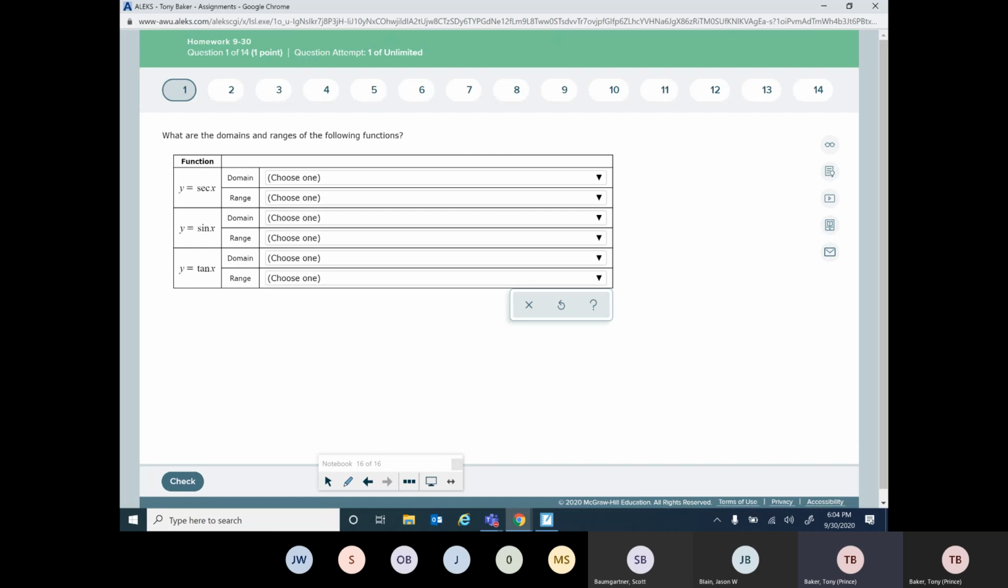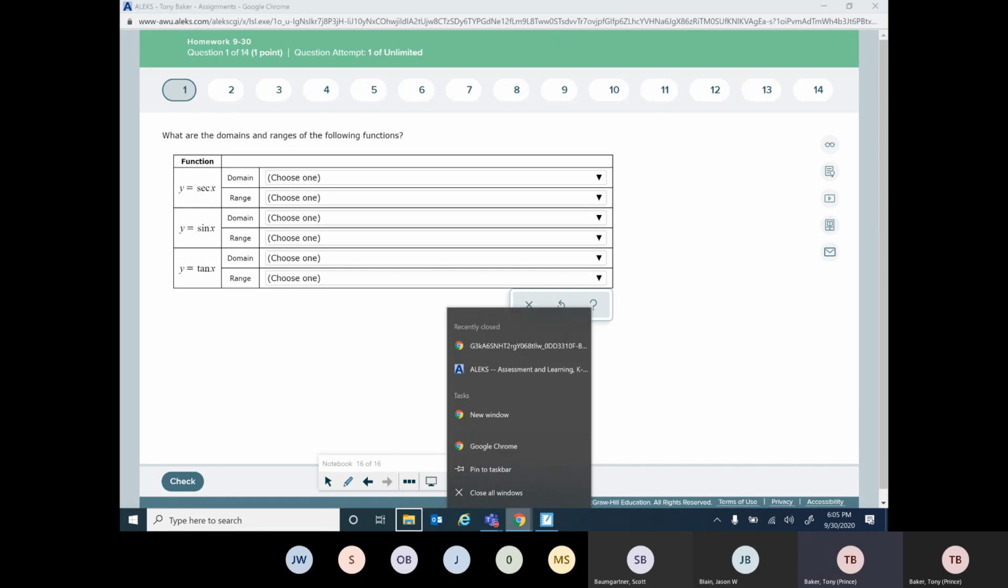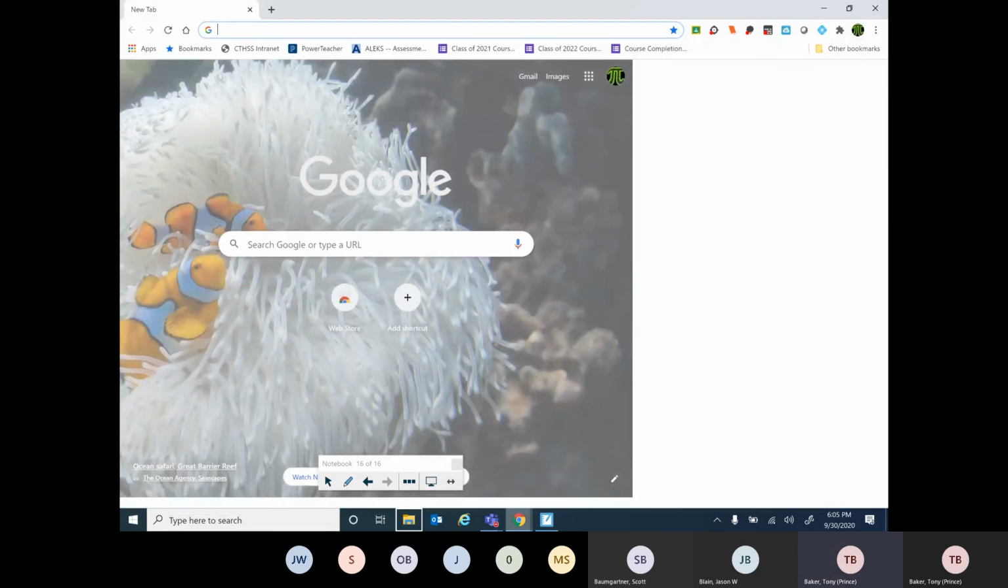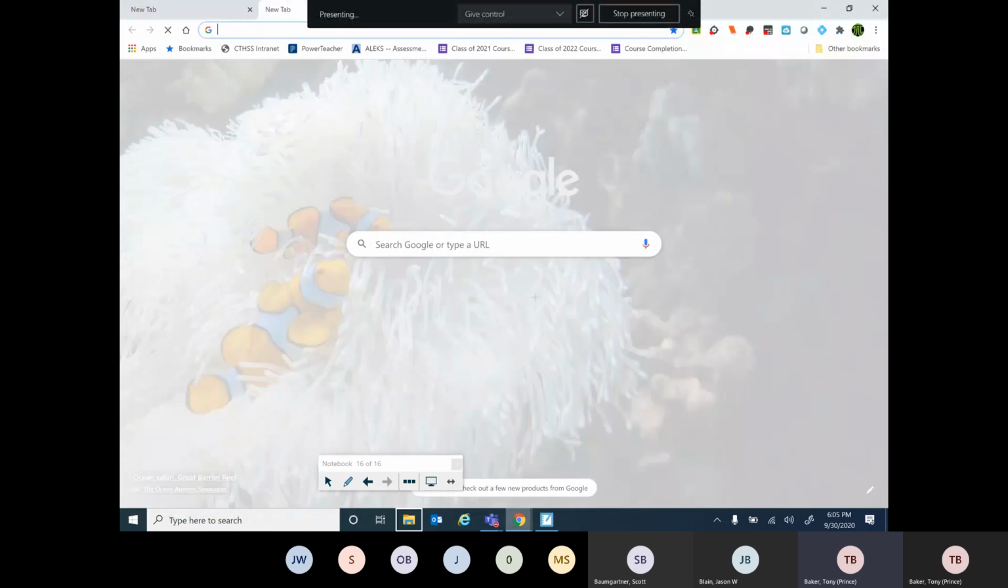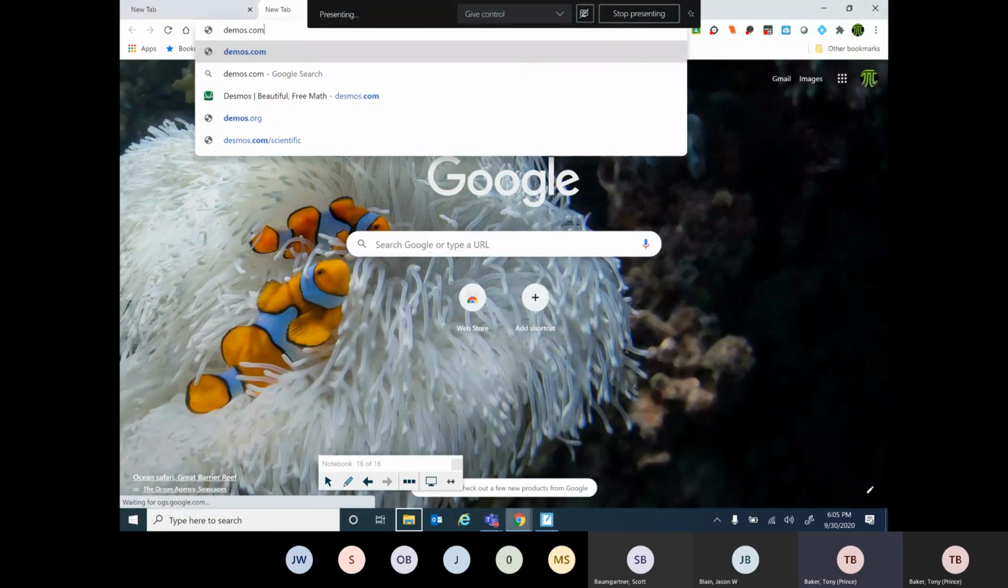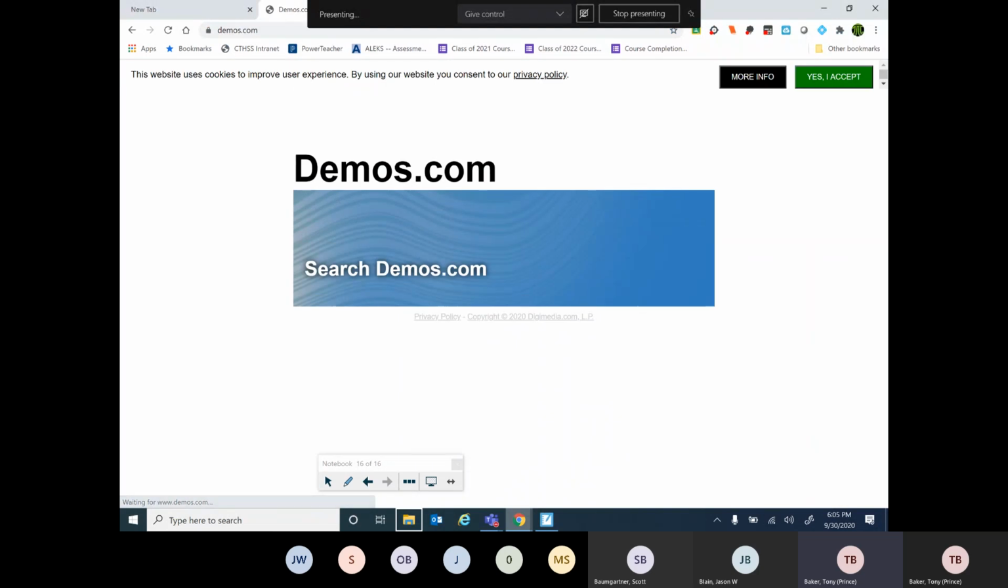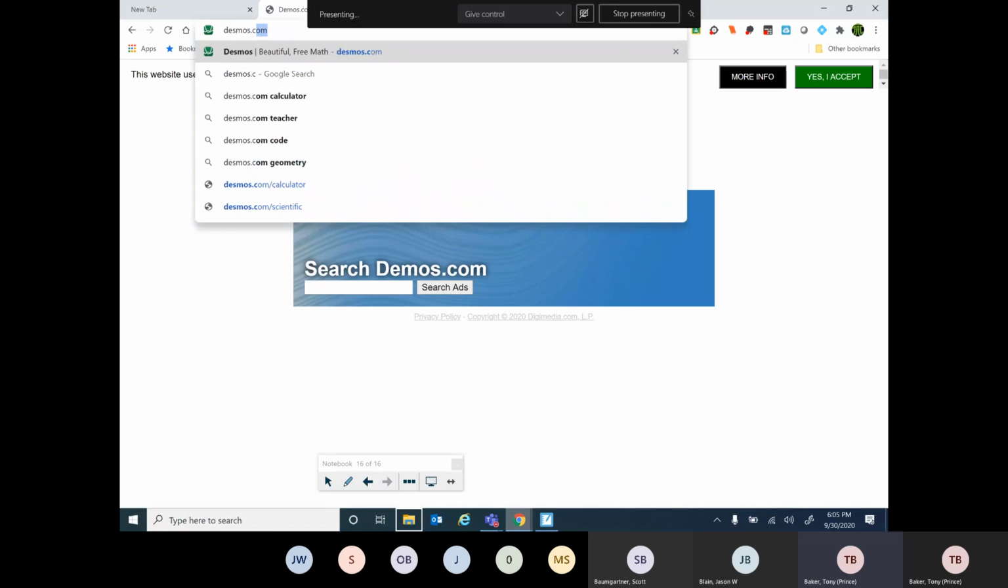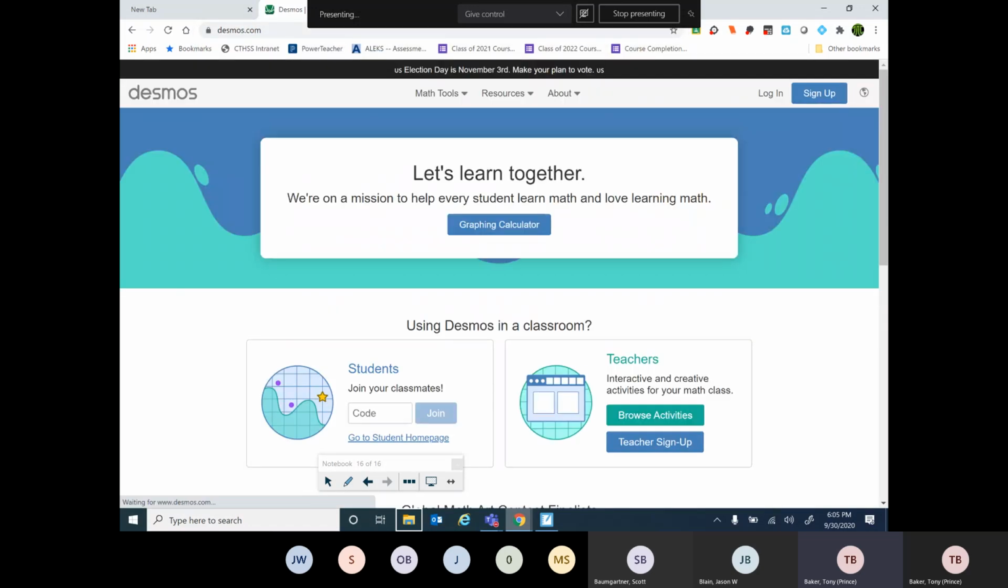All right, so the first topic is actually dealing with domain and range. I'm going to open up a new tab because I'm going to show you using Desmos what these functions look like. This lesson is going to be pretty much all about graphing trig functions.